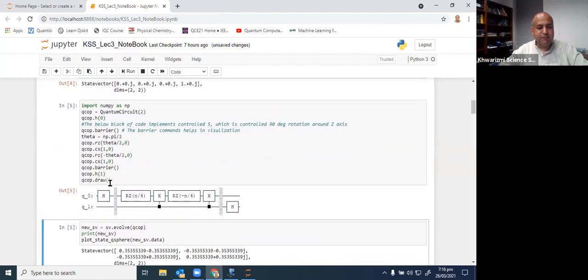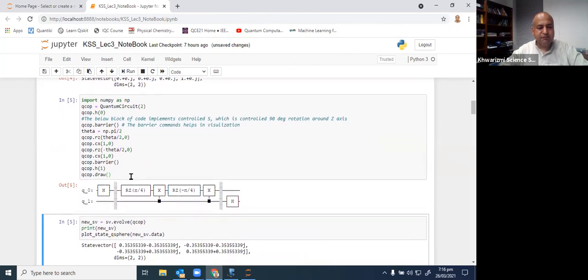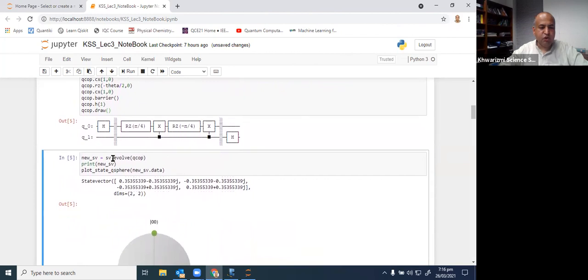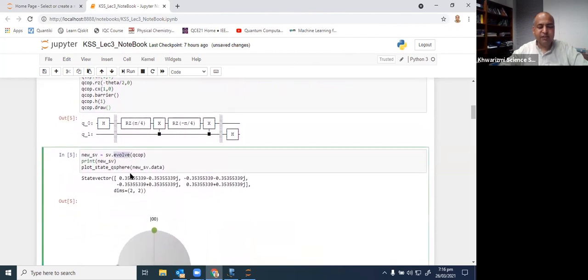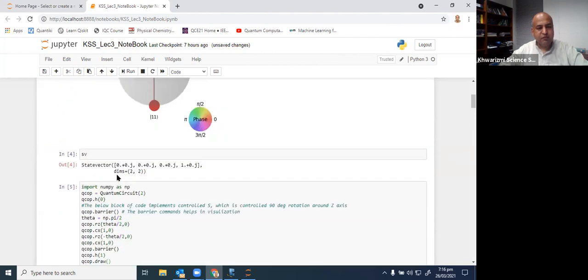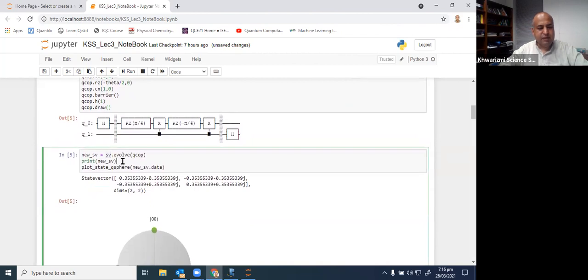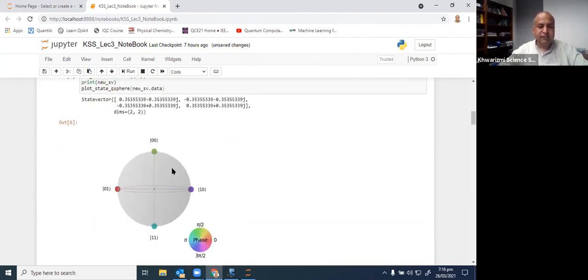I have deliberately not put any measurement here because I want to introduce you to another command, which is the evolve command, which essentially does the mathematics. I had the initial state SV, which is this 11 state. What I'm asking Qiskit to do is evolve this SV state through this circuit QCOP, which is given above. Then I'm printing the new state and plotting the new state on the Q sphere. Just an example to show you.